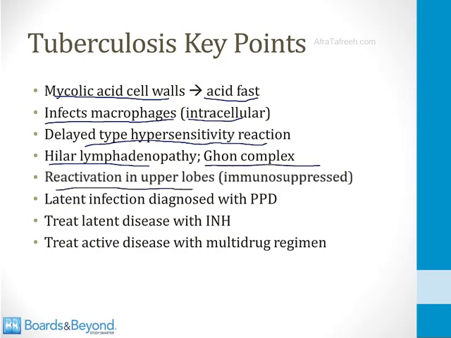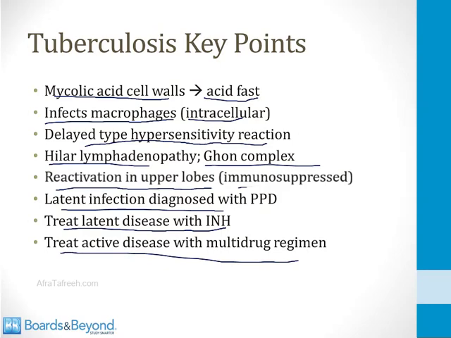Remember that reactivation likes to occur in the upper lobes, especially in immunosuppressed patients. You diagnose a latent infection with the PPD test. You treat the latent disease with INH, and you treat the active disease with a multi-drug regimen. And that concludes our module on tuberculosis.